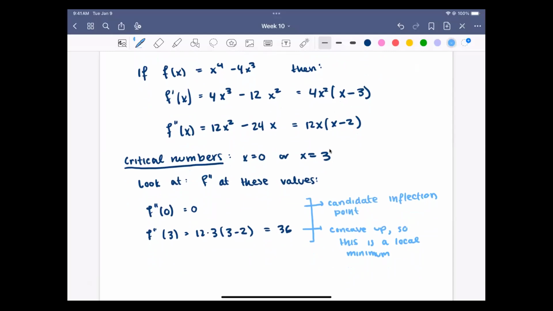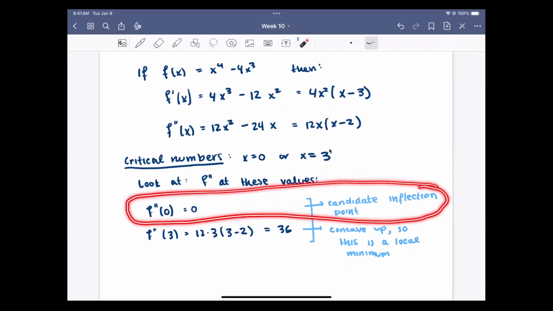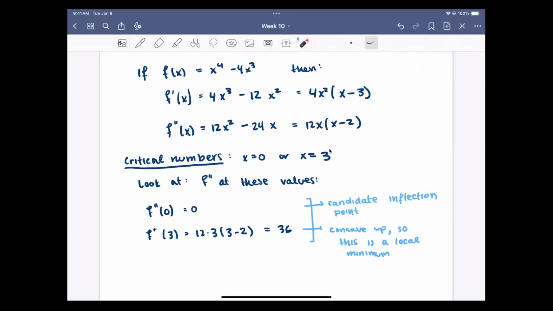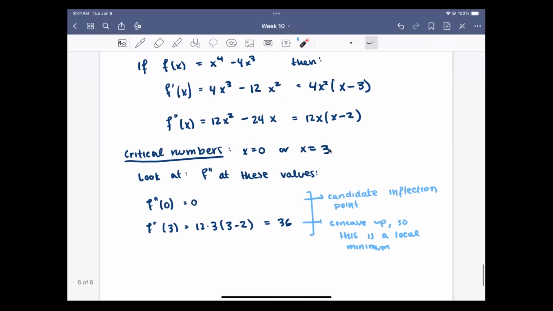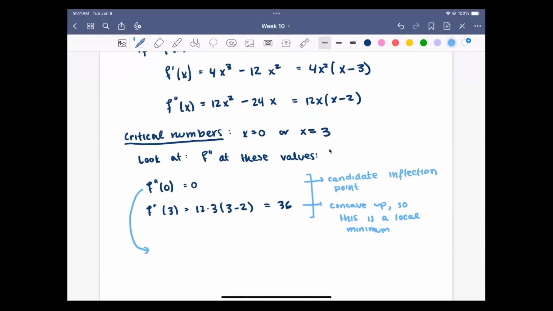Okay, so for x equals 0, is this one, or could it be a local max or min? Let's figure that out. So we're looking at the critical numbers and trying to decide what happens there. So let's take a closer look to decide, is this a local max or min? So how could we decide that? The second derivative test didn't give us any answer.